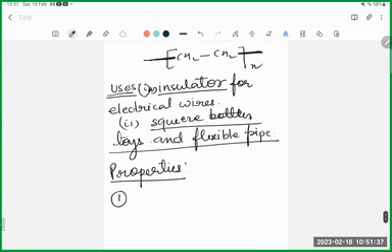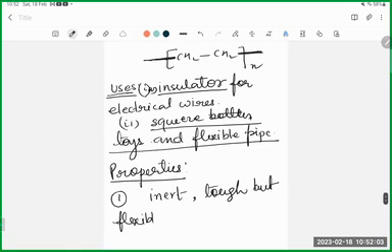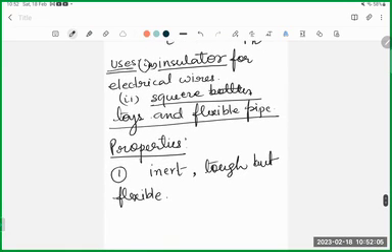Yes, ma'am. So word-wise, in simple words, it is inert, that means it is unreactive. And it is tough, like flexible. Tough doesn't mean that it is very hard; tough, but flexible. That is the reason we are using it. And second, it is a poor conductor of electricity.